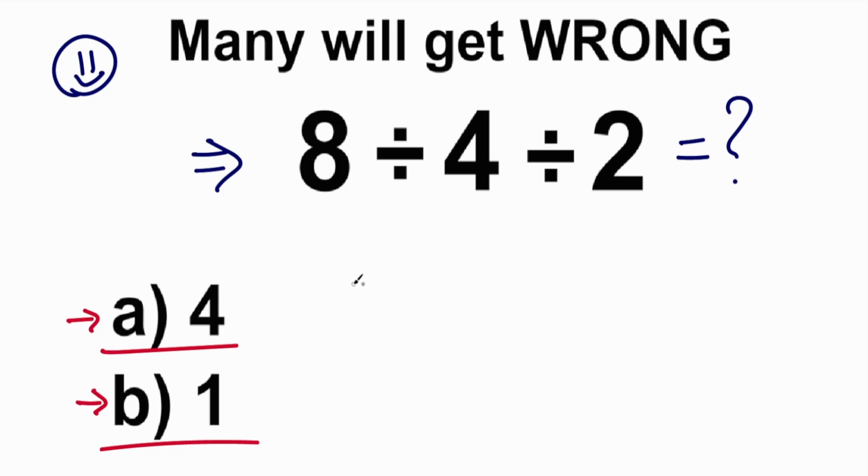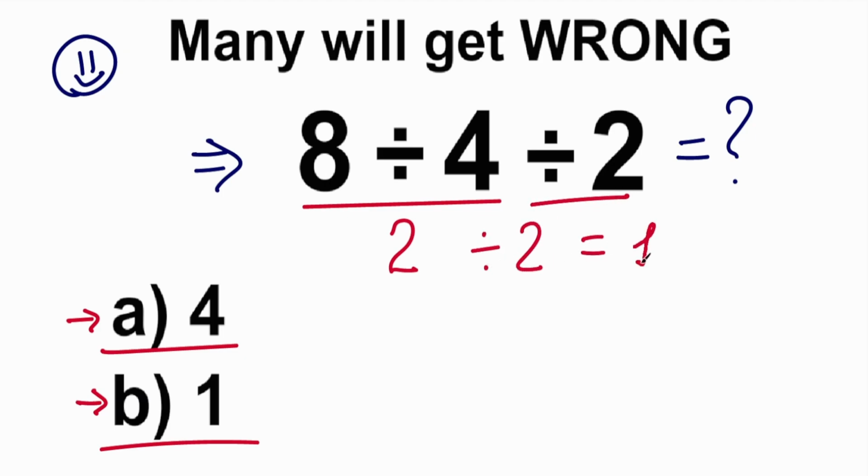Okay, so obviously there are two types of students. The first type of students say, okay, let's go from left to right. We have right here 8 divided by 4 equal to 2. And with this division right here, because we still have this expression, 2 divided by 2 equal to 1. And we have this one. This is our option B. So the first type of students say option B is a correct answer, and that's it.